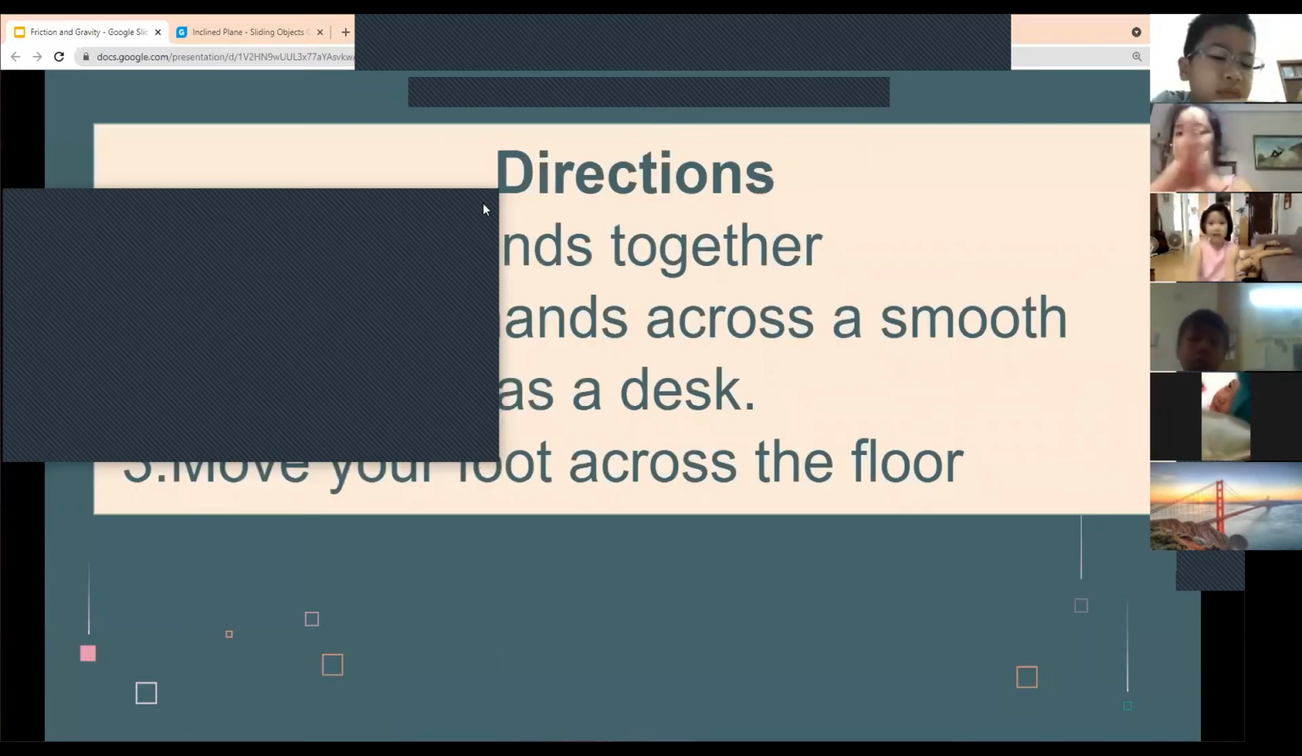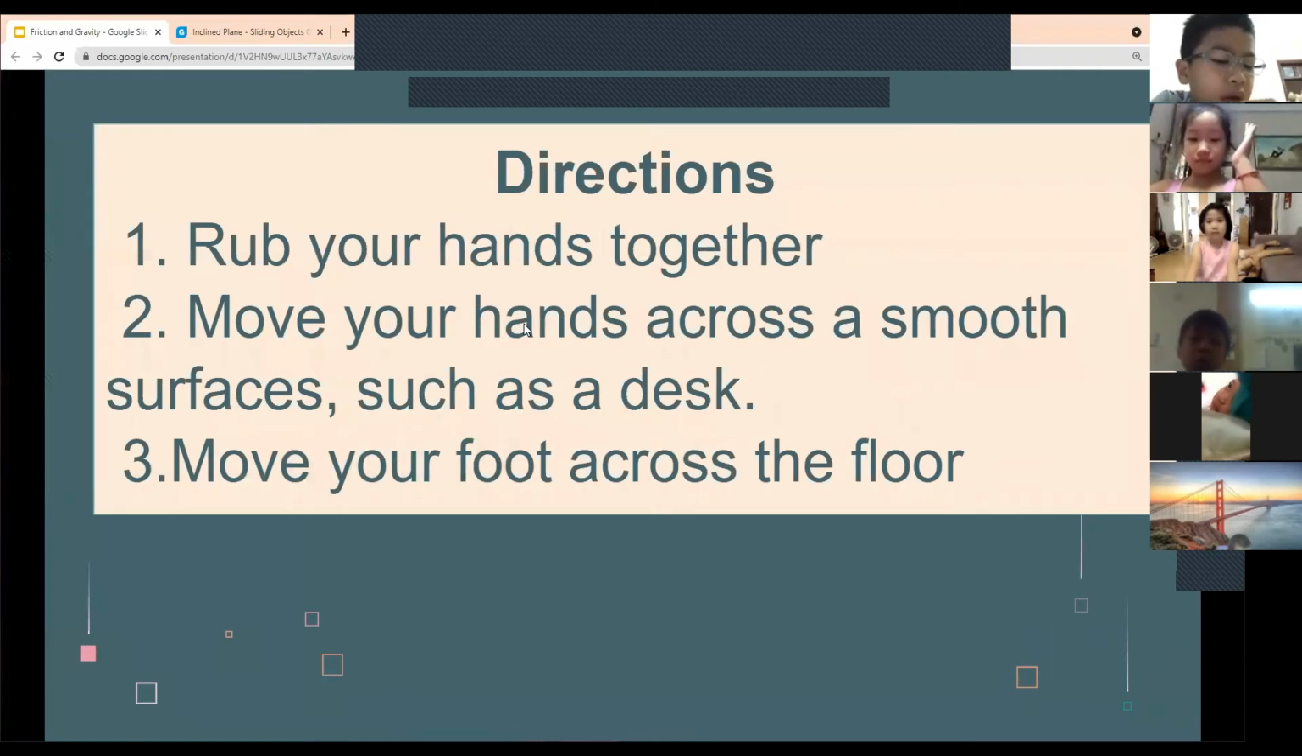Okay, directions. I would like you guys to rub your hands together. Rub your hands together. Everyone. Okay, now I would like you to move your hands across a smooth surface or surfaces such as a desk. Find the smoothest surface you can find. I'm going to use this table and rub your hand across it. You can rub it as fast as you can, or as slow as you want.